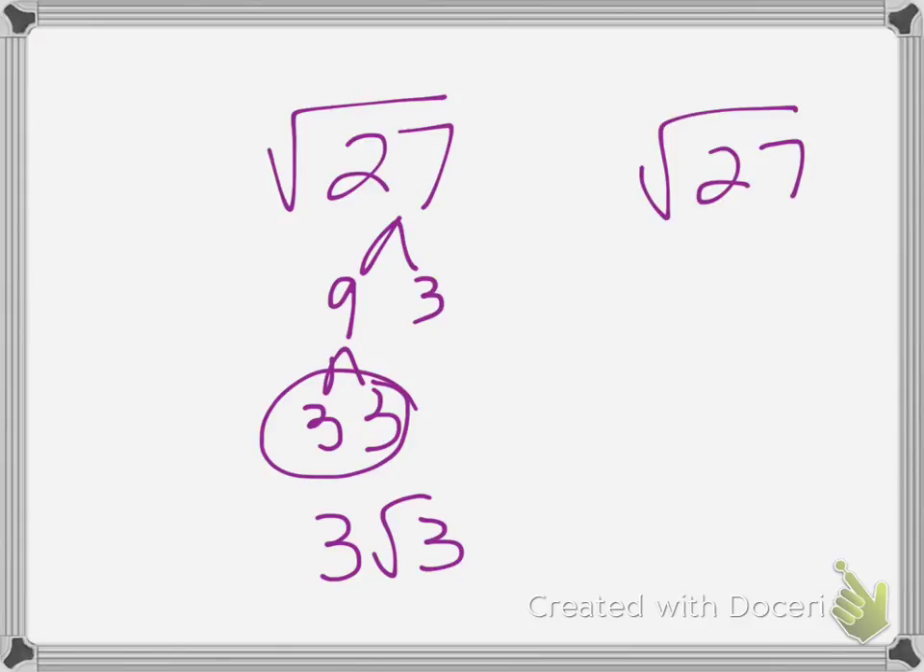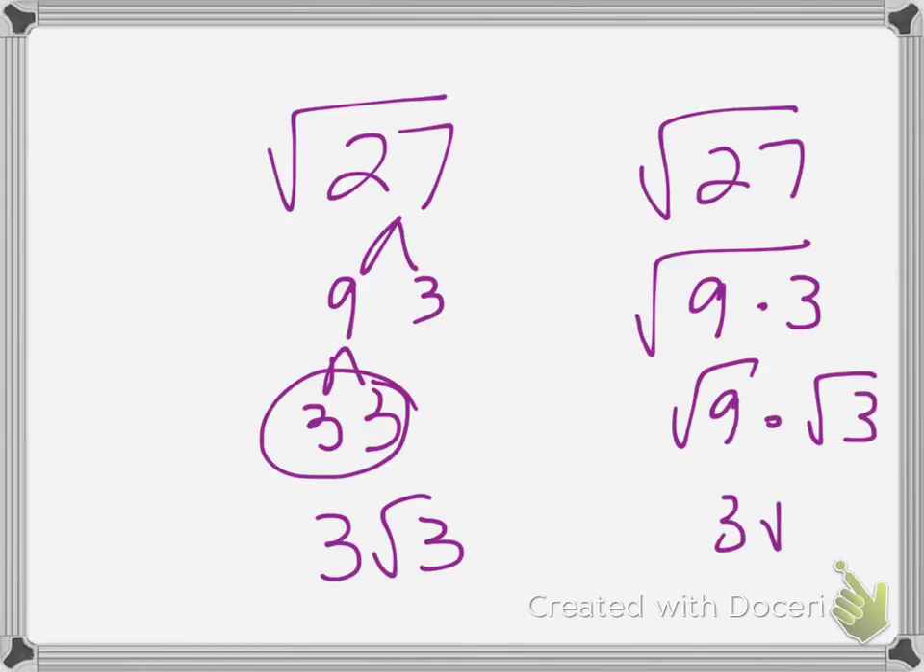Or you can look at 27 as 9 times 3, so square root of 9 times square root of 3, and that's 3 radical 3. It's really to each his own. It does not matter which approach you want to take. What matters is what you feel more comfortable with. So always keep that in mind, and if you have any questions or need any advice on how to approach it, please feel free to ask me, okay?